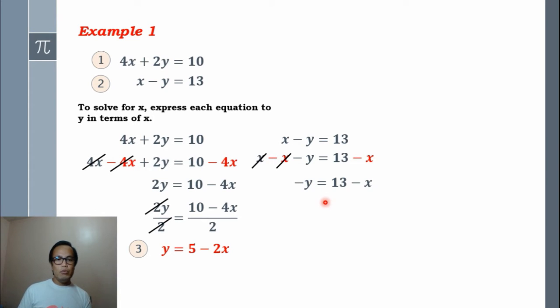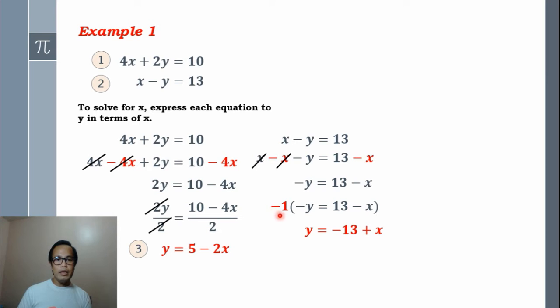We have to see to it that when we solve for the value of our variable, the unknown variable should always be positive. In this case, since our y is negative, we have to either multiply both sides of the equation by negative 1 or divide both sides of the equation by negative 1, either of the two. In this case, we multiply both sides of the equation by negative 1 so that we can have a positive y here. So when we multiply negative 1 times negative y, of course, negative times negative is positive.